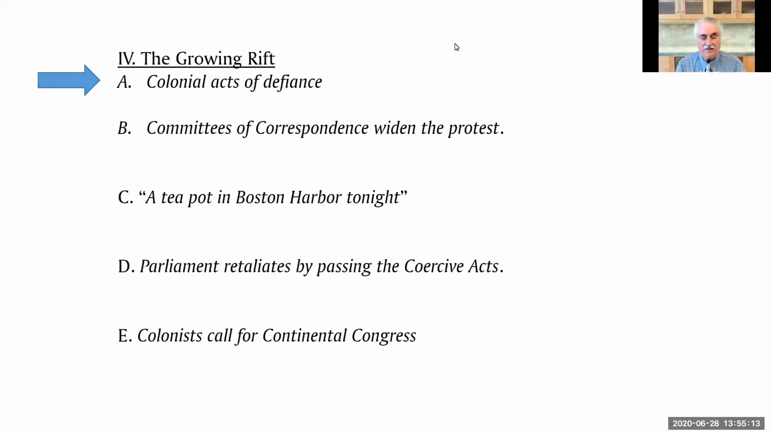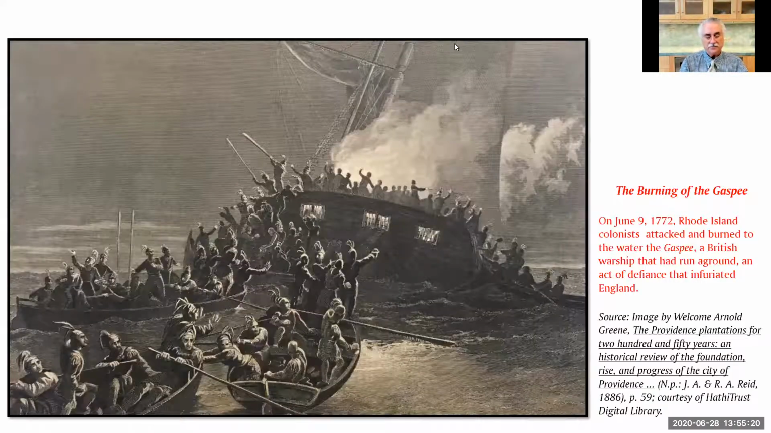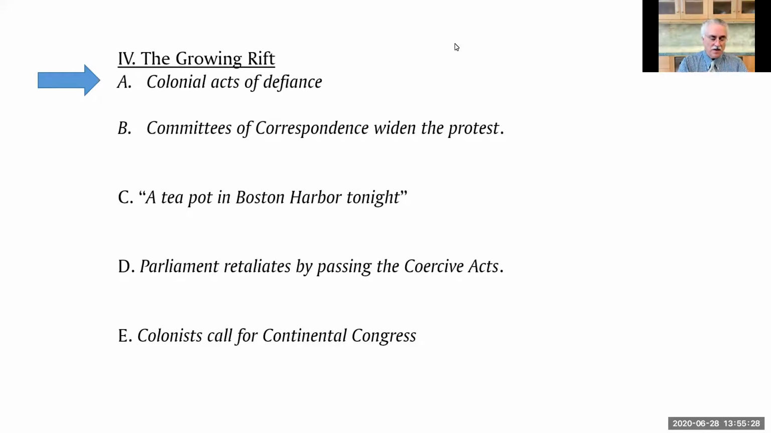The growing rift, or the growing split. Parliament, the English Parliament, announced in 1772, let me just go back for a second, please. The Colonial Acts of Defiance, and then we'll talk about the Committees of Correspondence, both of those. First, Colonial Acts of Defiance.